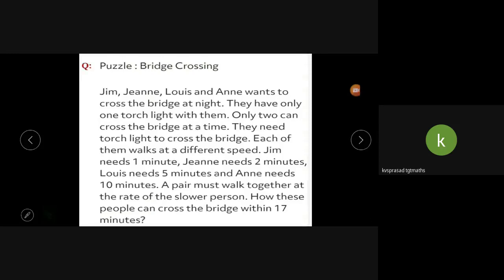So the question is, how can these people cross the bridge within 17 minutes? Sir, is there any way? 17 minutes are there to cross the bridge.